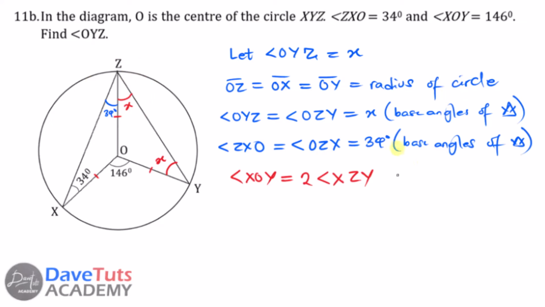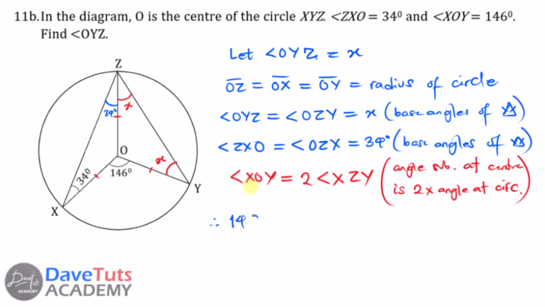And why am I saying that? Is because the angle subtended at the center of a circle is twice the angle subtended at the circumference. So I'm just using shorthand here. Just the explanation is what you need, which I have stated already. So therefore, I can say this angle 146, XOY, is equal to 2 multiplied by angle XZY.